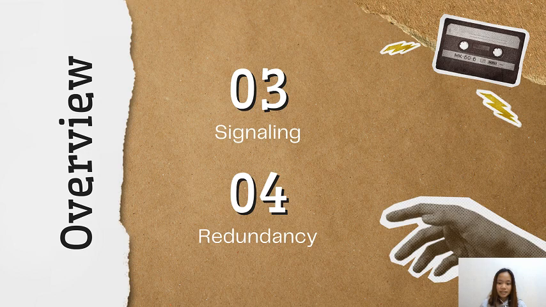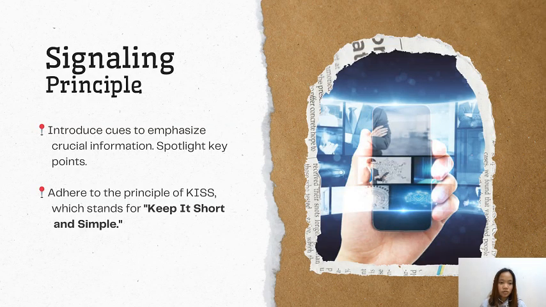Now, the signaling principle. It says here, introduce cues to emphasize crucial information, spotlight key points. This also suggests being on point, but now it's about being on point on what you visually present to people. For example, here it says adhere to the principle of KISS, which stands for keep it short and simple. So, how do we apply this third principle?